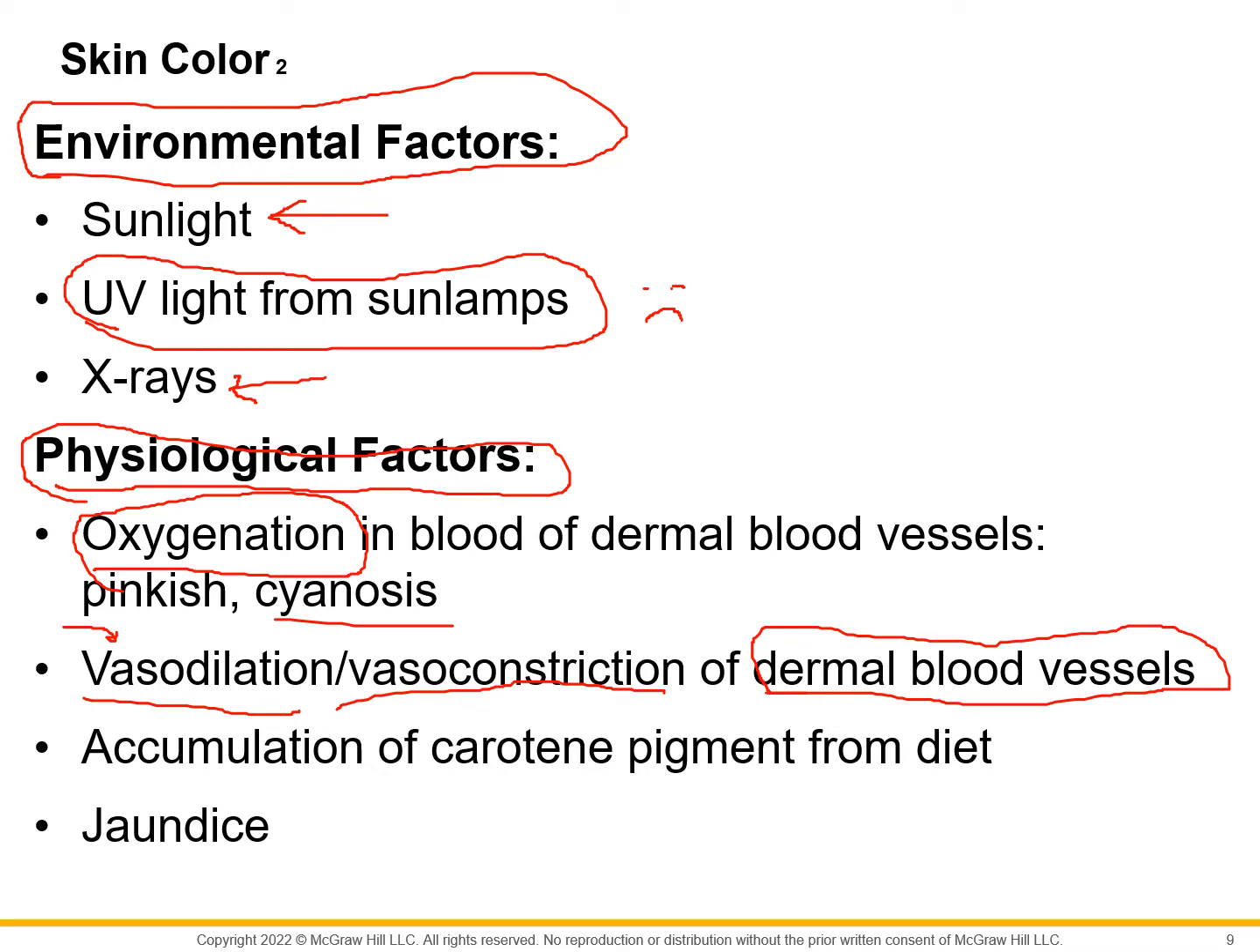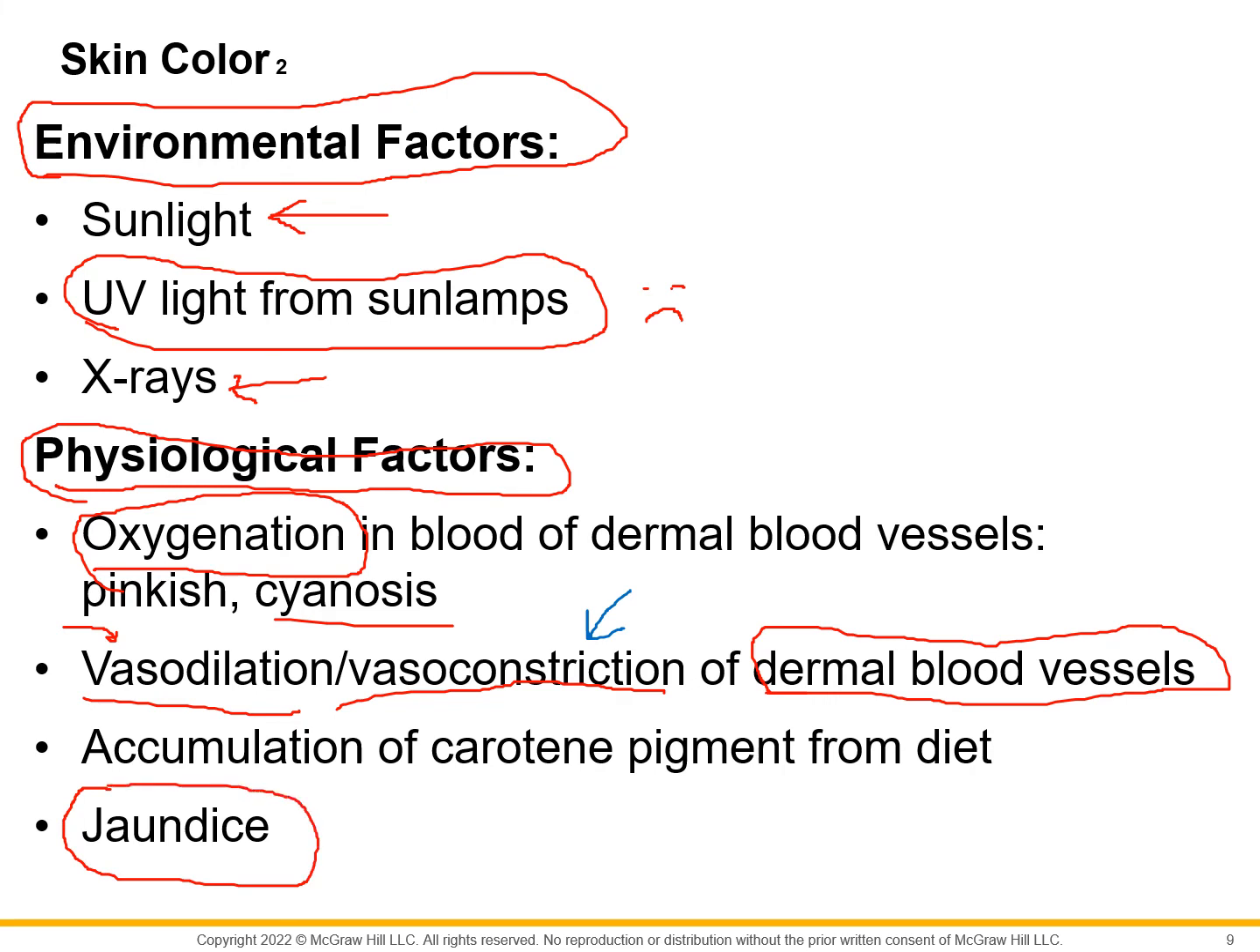Vasoconstriction means the vessels are getting smaller. It's trying to push that blood deeper into your core. This is what happens when you are cold, and I'll start looking more blue because my blood is being pushed down and away from the skin. I'm going to skip this third one and come back to it.